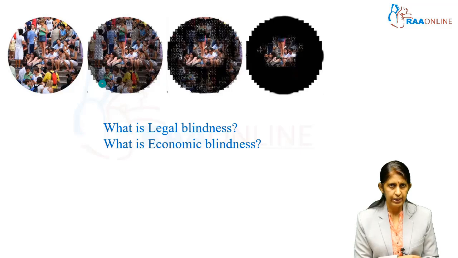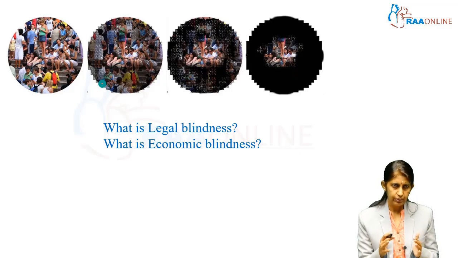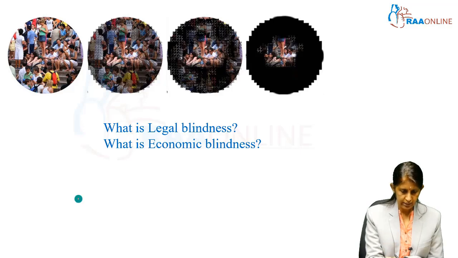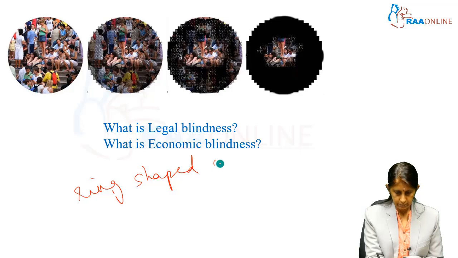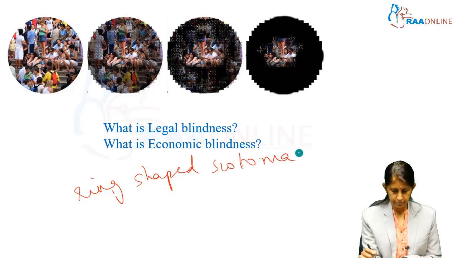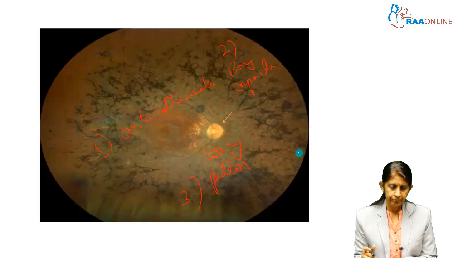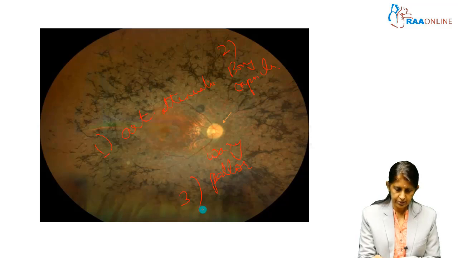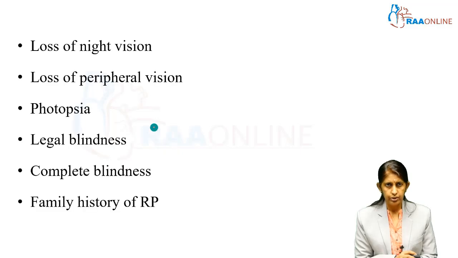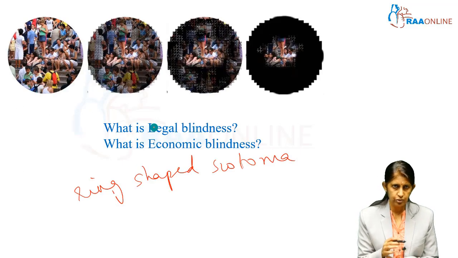This is the visual field, which is a very classical description. Initially, the patient may have a normal visual field, but slowly the visual field starts to narrow down. There is what we call a classical ring-shaped scotoma because of the distribution of the bony spicules. If you can recall in this picture, the bony spicules are present in the mid-equatorial region. Beyond this, on both sides, there is no pigmentation. So this corresponds to the classical ring scotoma.